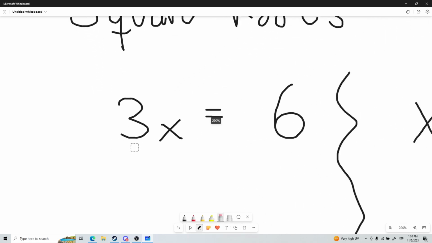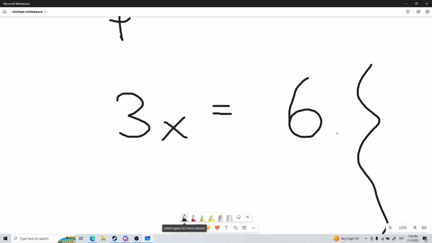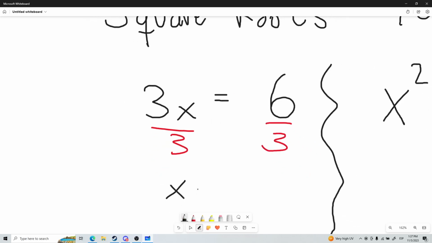In the example on the left, we have 3x equals 6. And if I ask you how to solve this, you're all going to say, oh, you just divide by 3. So you divide by 3, you end up with x equals 2. Now, a lot of you know this, but maybe you don't understand fully why. Why do you divide here?